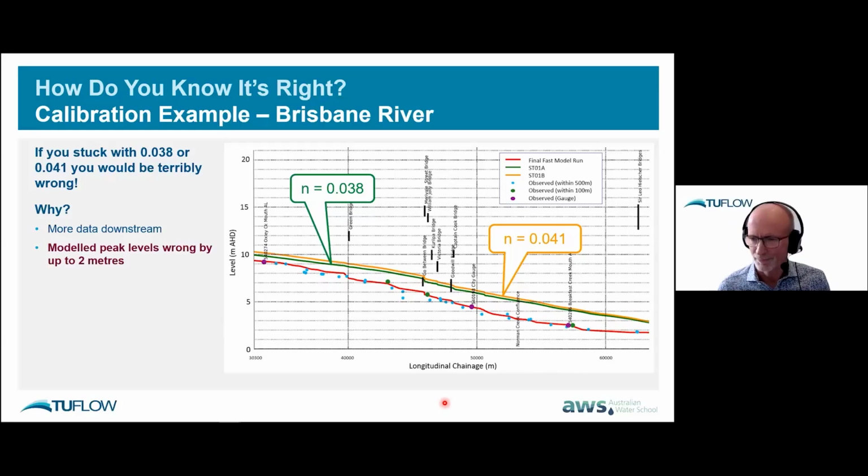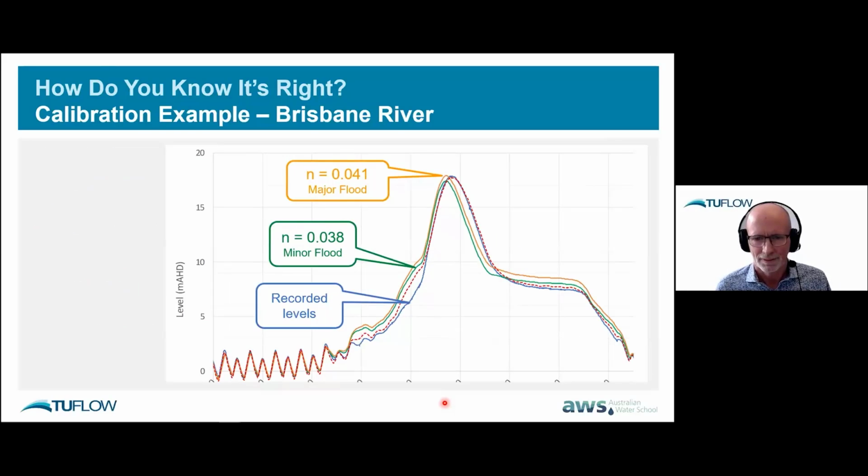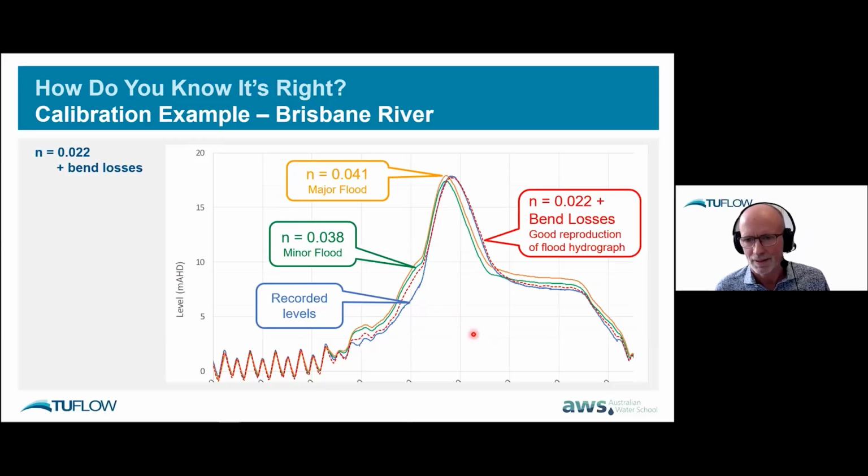What is going on? So we did something which I've done on other models, and we switched to just using a standard Manning's N and using energy losses at the bends. The Brisbane River has quite a lot of bends, sharp bends. It's not a slow meandering system. And so let's have a look at how that went. So that's where we were before. And the red dashed line is using a Manning's N of 0.022 and bend losses at the bends.